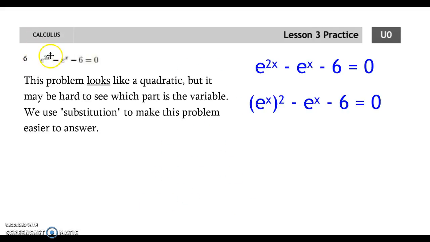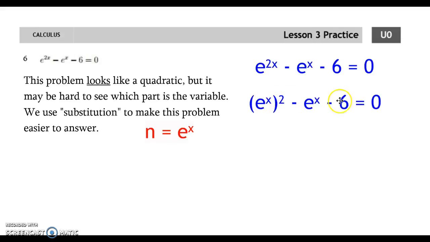Question number 6 was the first that gave us a little bit of a hard time in class. The problem looks like a quadratic, and you see that we rewrote e to the 2x as e to the x squared. Looks like a quadratic, but it may be hard to see which part is the variable, like the x part. So we're going to use substitution to make the problem easier to answer. The substitution that I used is calling e to the x just the variable n.